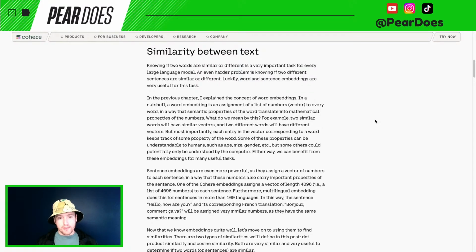What do we mean by this? For example, two similar words will have similar vectors, and two different words will have different vectors, but most importantly, each entry in the vector keeps track of some property of the word. Some of these properties can be understandable to humans, such as age, size, gender, but some others could potentially only be understood by the computer. Either way, we can benefit from these embeddings immensely for many useful tasks.